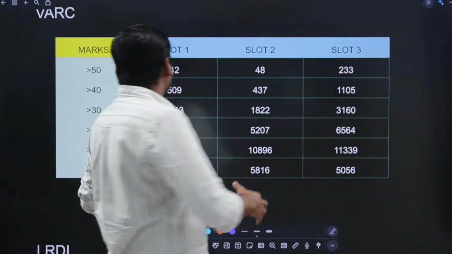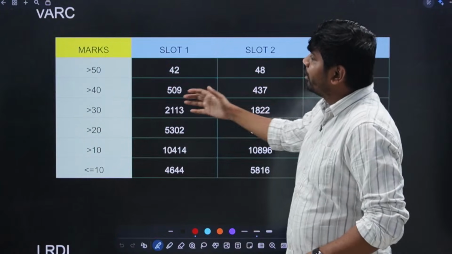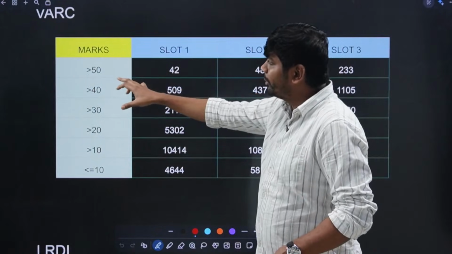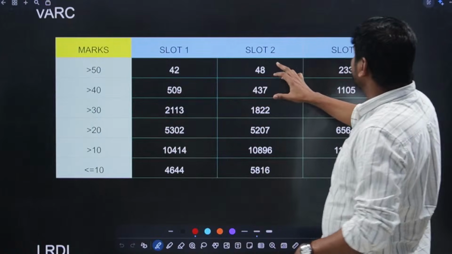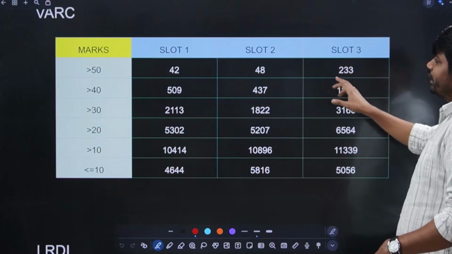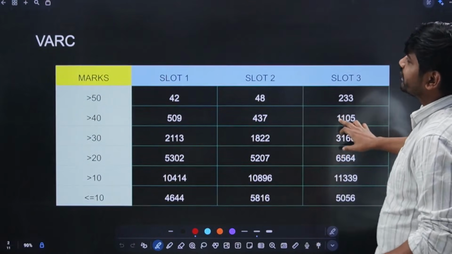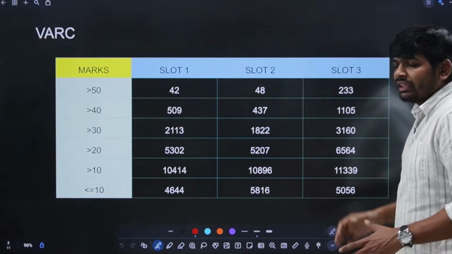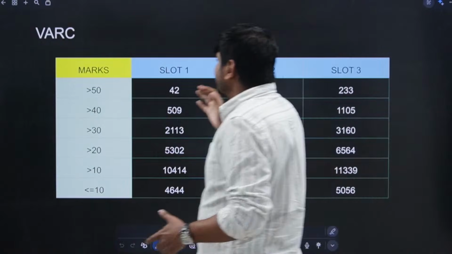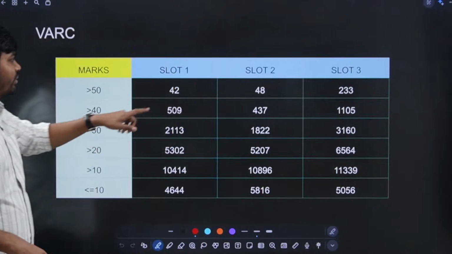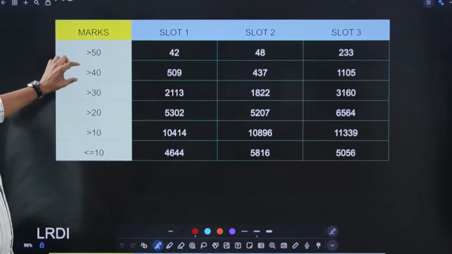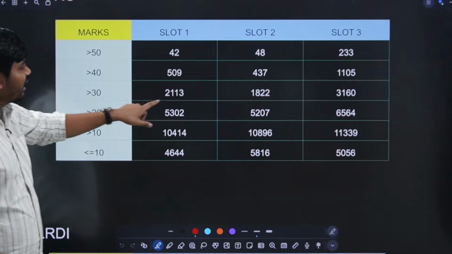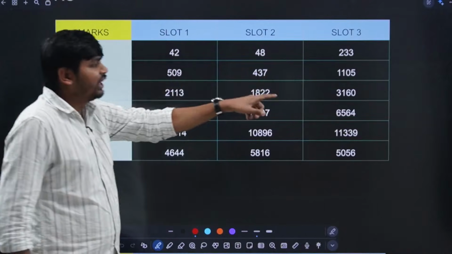If you see the data in slot 1, above 50 marks, there are 42 students who have obtained above 50 marks, whereas in slot 3 this is 233 students. So in VRC, around 233 students have obtained more than 50 marks. So it looks like VRC is on the easier side in slot 3. Whereas if you look at the data for more than 30 marks, still the number is more for slot 3. So slot 3 VRC is scaled down.